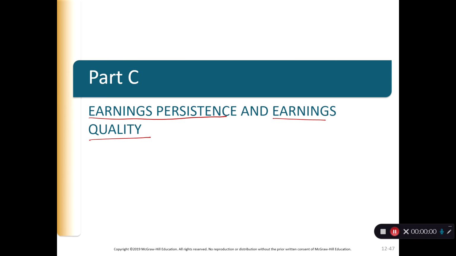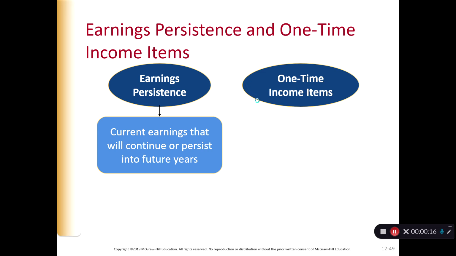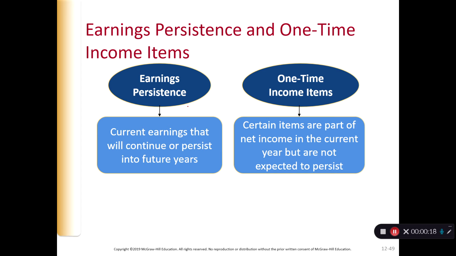Welcome back to part 3 of chapter 12, and we're going to focus on earnings persistence and earnings quality. First of all, we want to distinguish persistent earnings from one-time items. So earnings persistence, what does that mean? It means whether current earnings will continue or persist in future years.